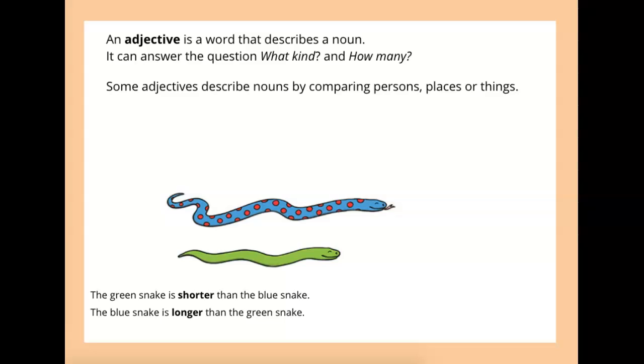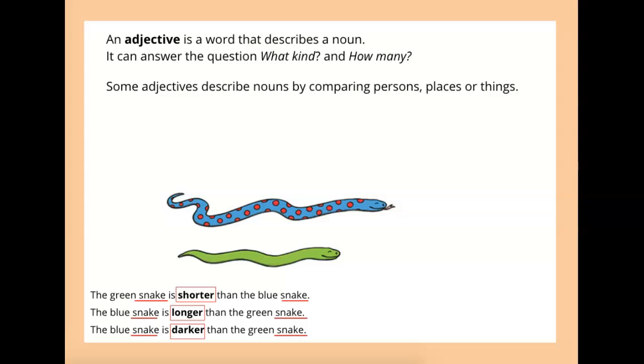Now let's compare which snake is darker. Which snake is darker? The blue snake is darker than the green snake. What do you notice about the ending of each of these adjectives? They all end with er. We added the suffix er to the end of these adjectives because we are comparing two things. What are these two nouns that we compared? In these sentences, we are comparing two snakes to see how they are different.